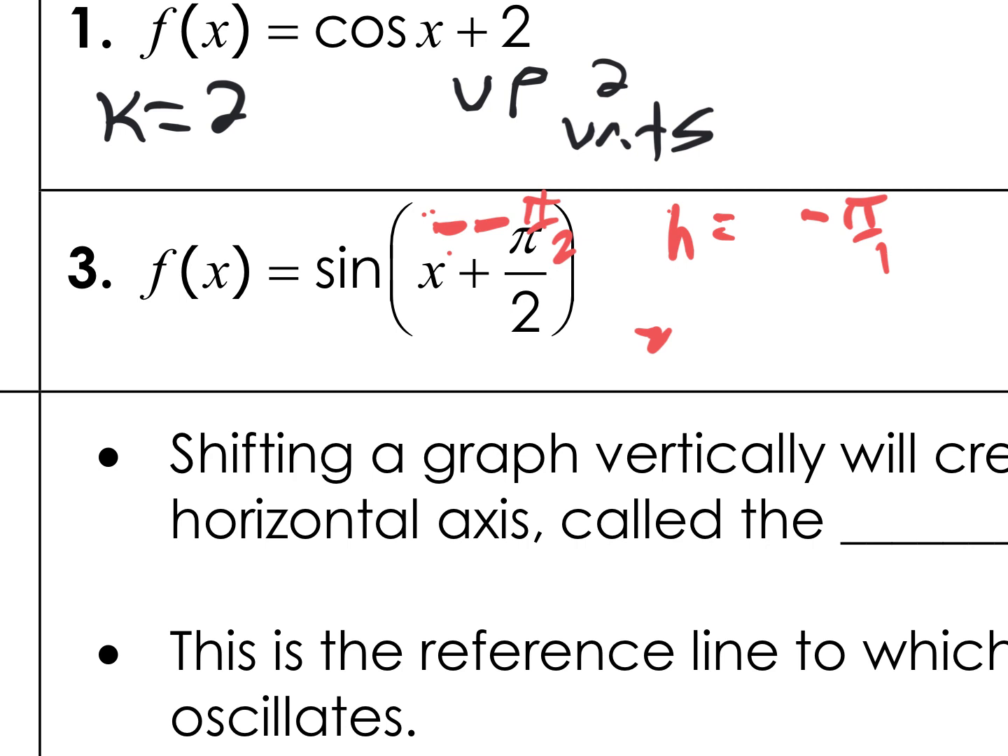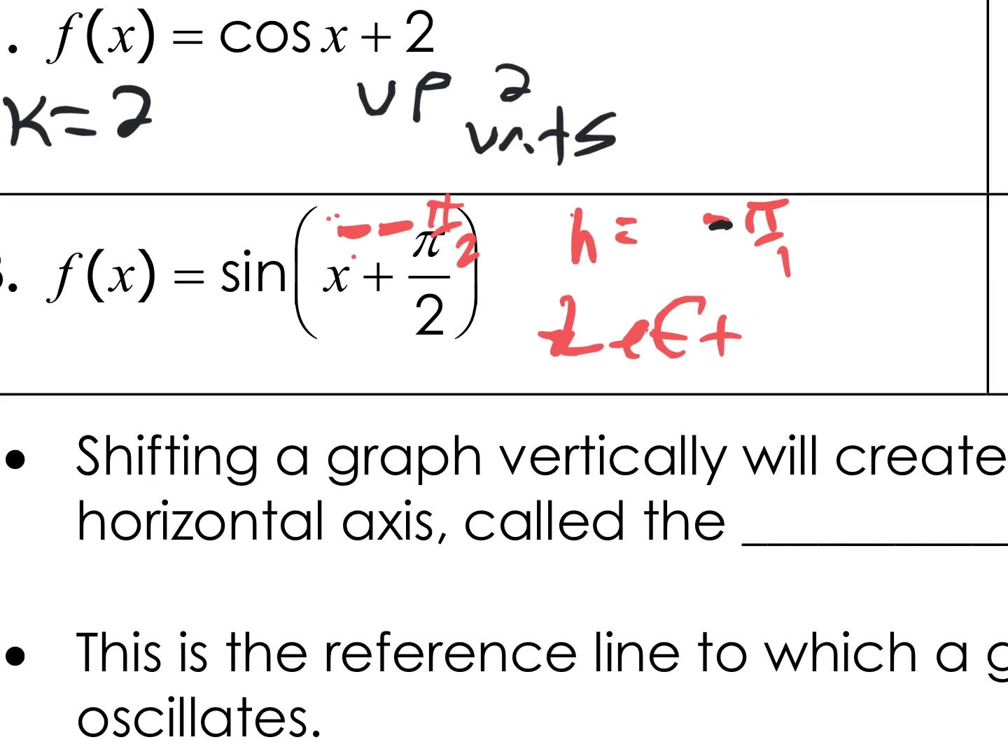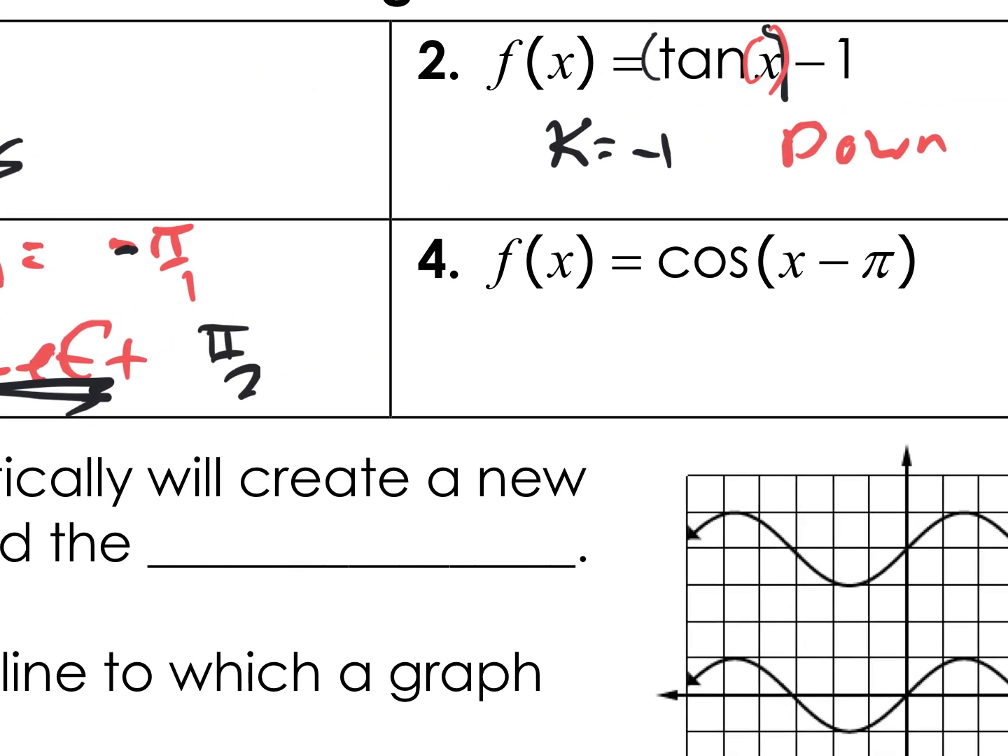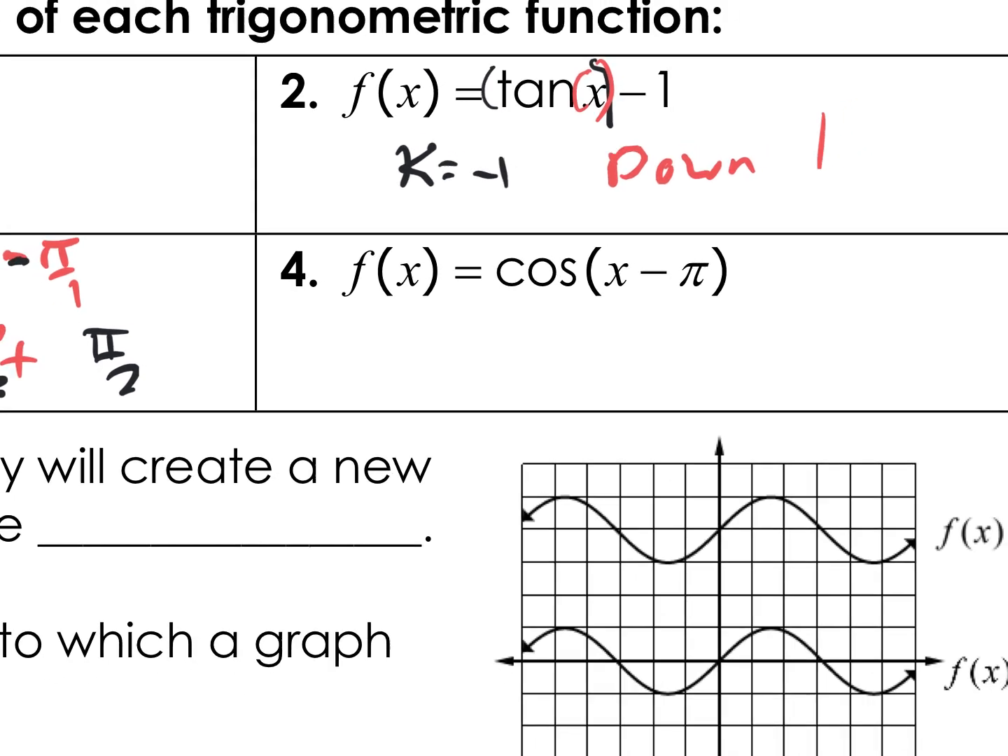So h is negative. So what does that mean? Up, down, left, or right? It goes left. That's called a phase shift. When you go left and right, it's a phase shift: pi over 2. Remember this: when you see a plus, it goes left. Burn that in your brain. I know we only have a lecture and a half of this stuff, but still.